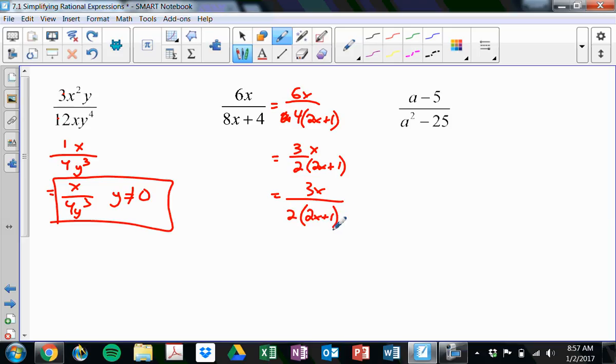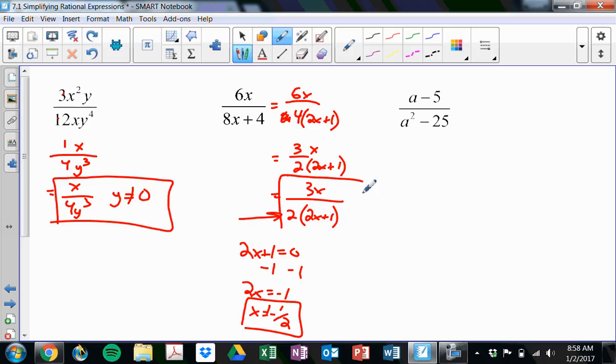Now the question becomes, what can I not have on the bottom because I've got a variable on the bottom? Well, I can't let this whole bottom piece equal 0. And I know that if 2x plus 1 were to equal 0, that would do it. So x cannot be negative 1/2. That's what x cannot be. Here's my simplification.